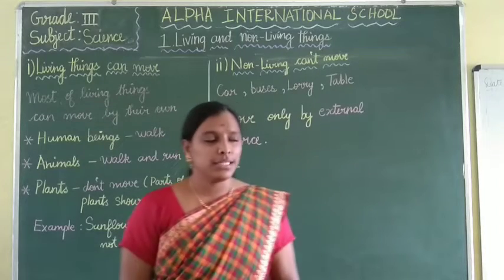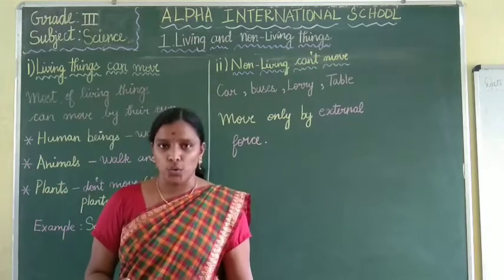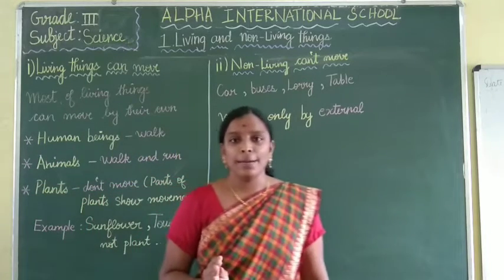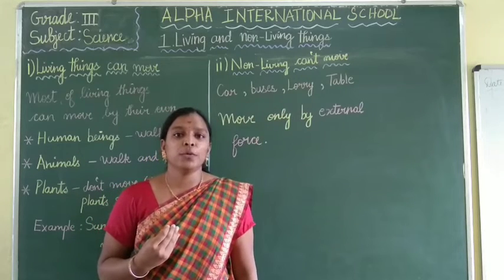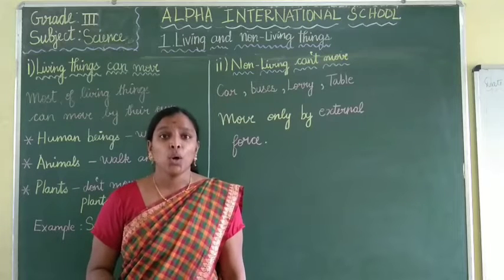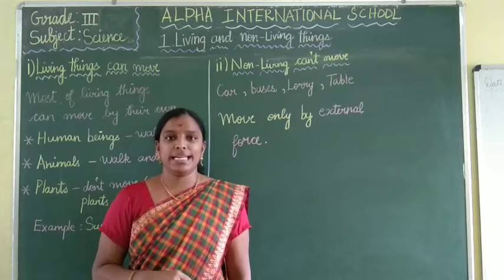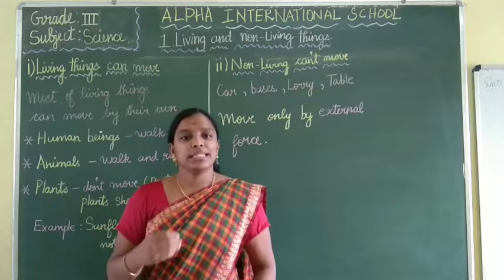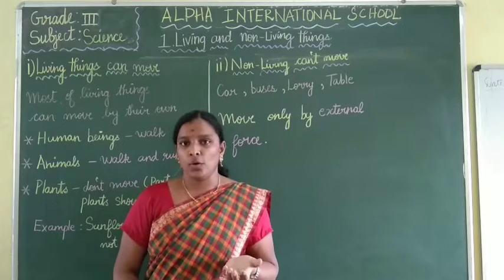Okay. So first, most of the living things can move by their own. So all the living things can move by their own. For example, now I am moving from one place to another. So what makes me move? Nothing is causing me to move. I am just moving by my own. If I am moving by my own, then it is known as a living thing. Now you can see examples of how living things move on their own.